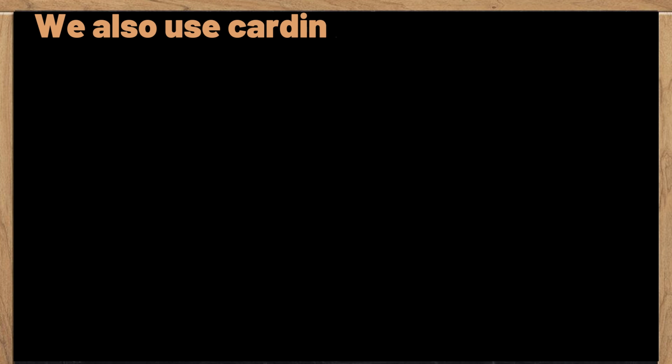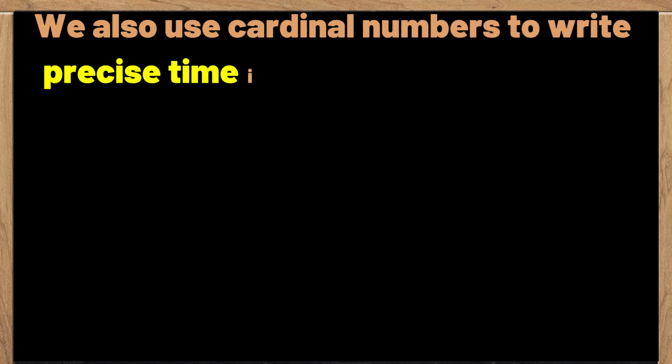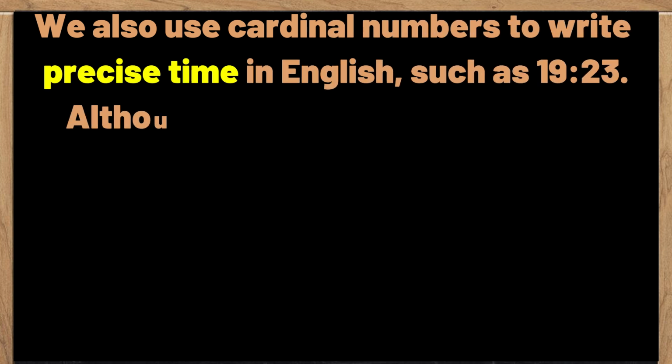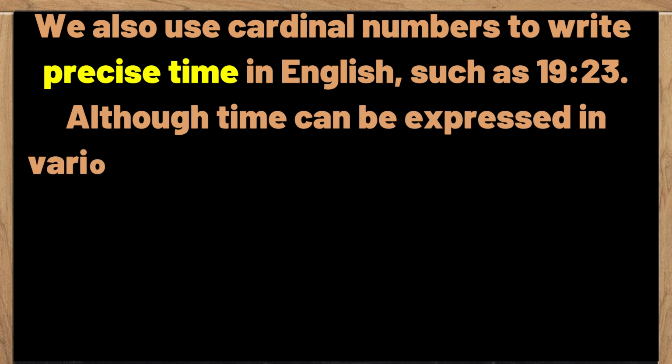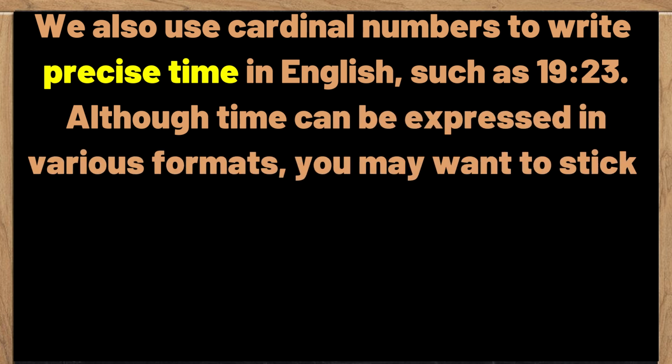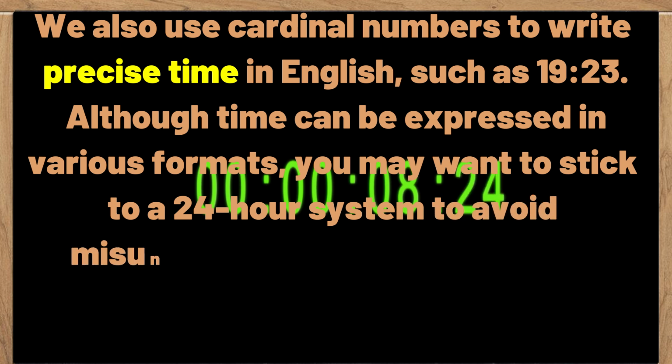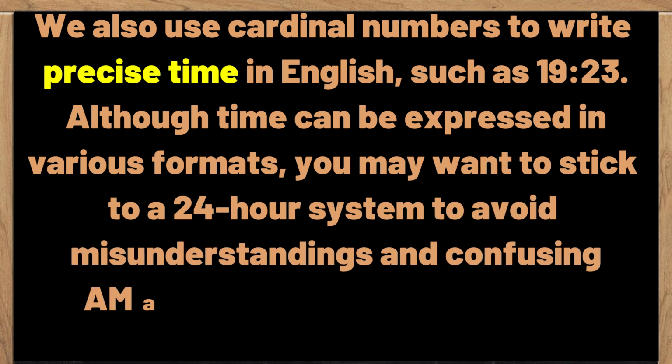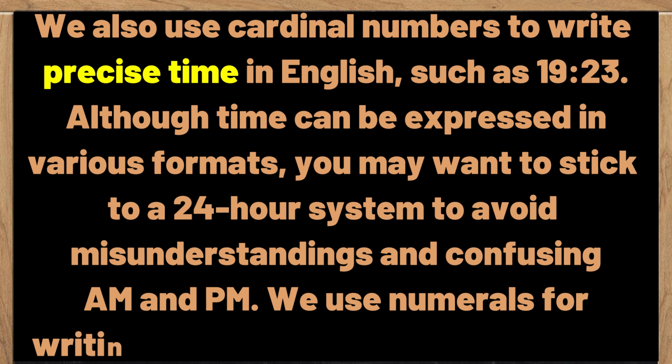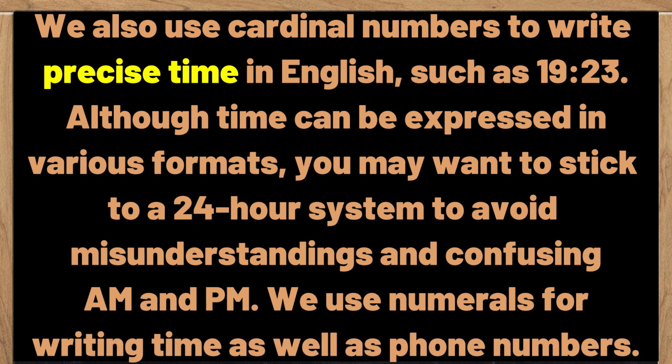We also use cardinal numbers to write precise time in English, such as 19:23. Although time can be expressed in various formats, you may want to stick to a 24-hour system to avoid misunderstandings and confusing AM and PM. We use numerals for writing time as well as phone numbers.